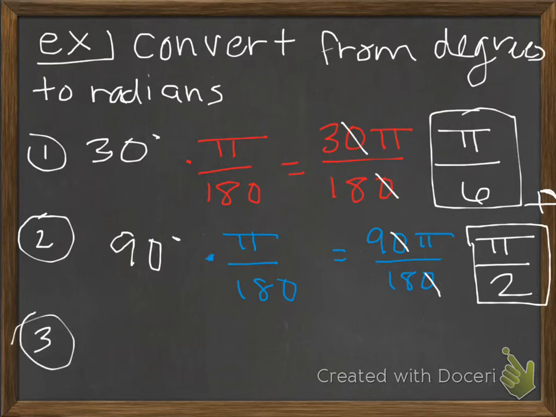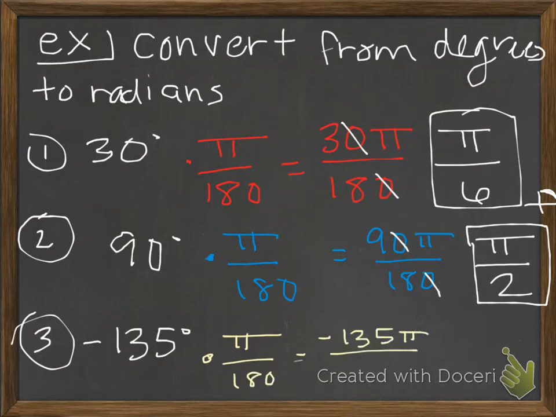So the last problem is negative 135 degrees. And we'll discuss negative angles in a little bit. That's going to be tomorrow's lesson. So here, we're multiplying again by pi over 180 because we started in degrees. So I'm at negative 135 pi over 180. And this one's not as easy to simplify just looking at it, but obviously they're both divisible by 5. So we would start with that. And it ends up reducing to be negative 3 pi over 4. So that would be our final answer. So this is how you convert from degrees to radians.